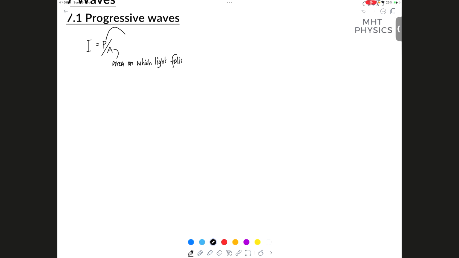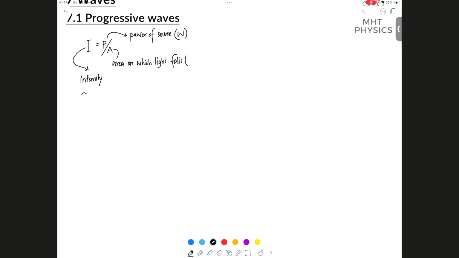And this is the power of the source. And this I here is what we call intensity. Can you guess the unit of intensity? The unit of power is watts, right?